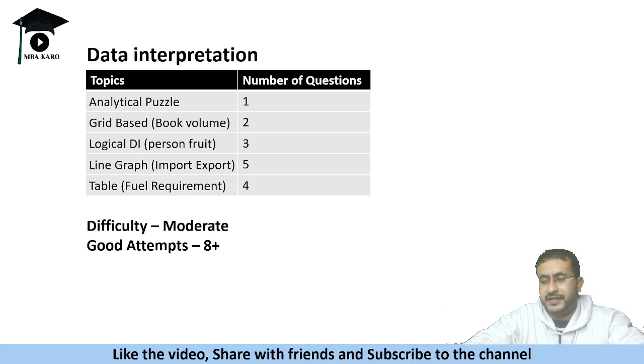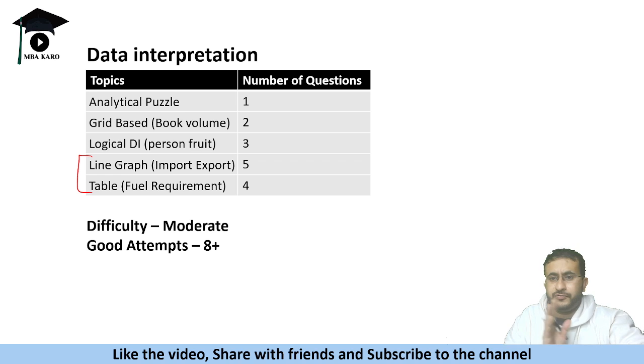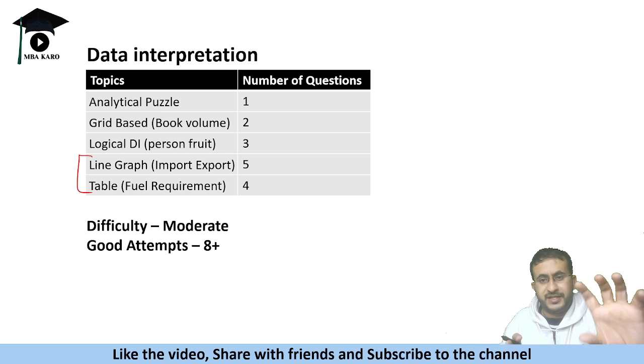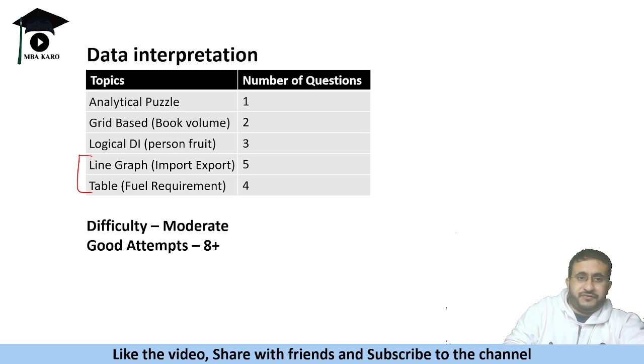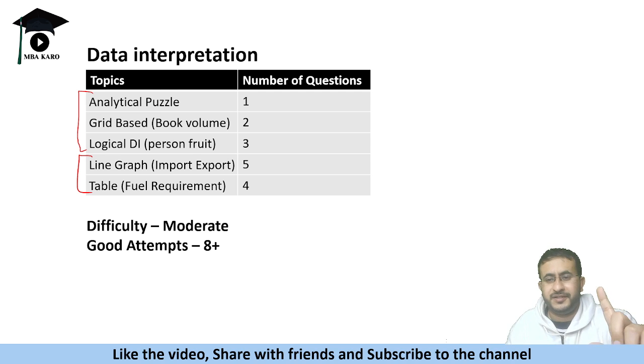Now talking about the data interpretation section, which was difficult, I would say moderate, because of these two sets. Okay, so it was about choosing the right sort of questions. These three were CAT level. This was a single question, but it was a very lengthy one, and it was not worth spending time to answer just one question. It was a mix of difficult and easy questions. It was about how smart you are at solving questions.